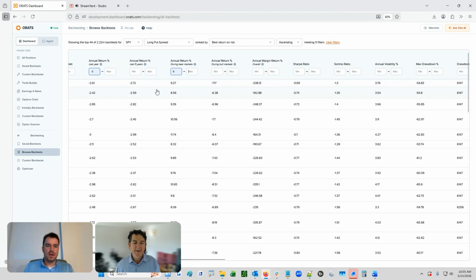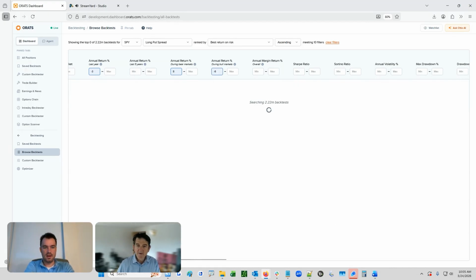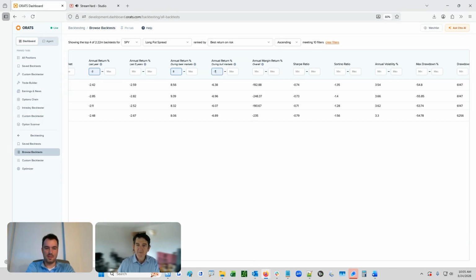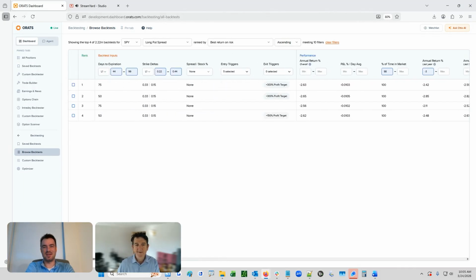Yeah. I want to show that we have that annual return during bear market for this exact point. This browse backtest tab is a really unique workflow. I don't think a lot of people are used to doing backtesting this way. Every other backtester I've seen, you key in your numbers and then you run them. But this is a whole different tool.